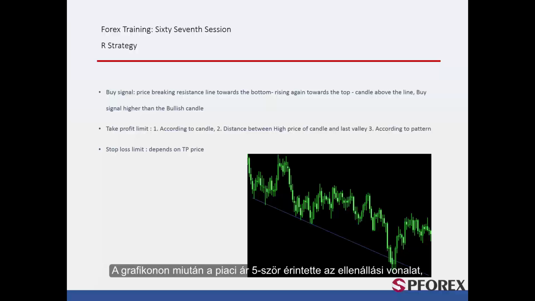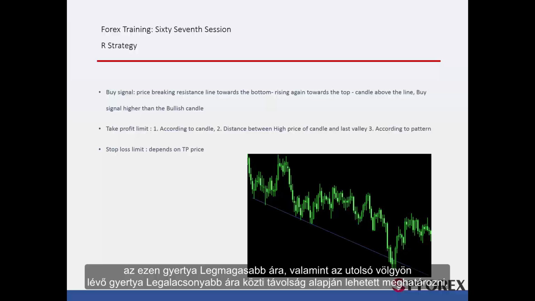On the graph, after the market price has hit the resistance line 5 times, it crossed the given line towards the bottom. Then it returned towards the top. As a candle formed above the given resistance line, a trader could place a buy order. TP prices could be determined by the bullish candle length, the distance between the high price of this candle and the low price of the candle on the last valley.